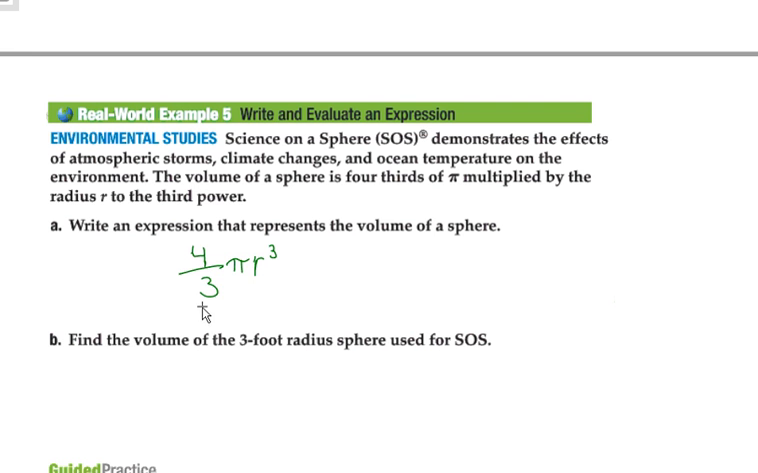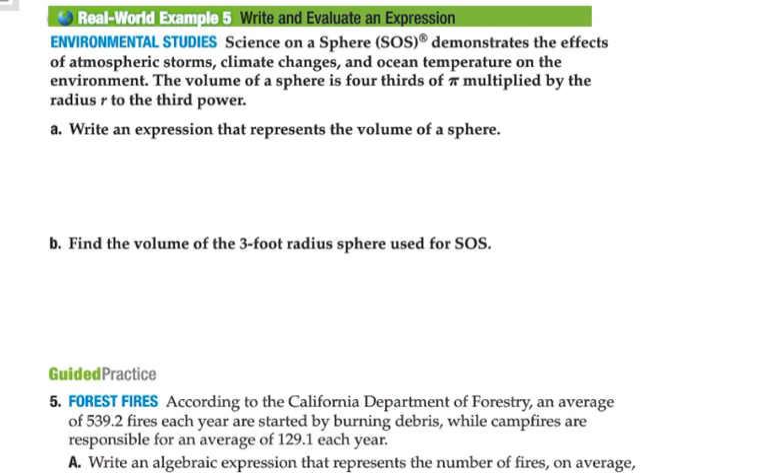Okay, these problems are dealing with geometry because we're looking at formulas here. It says science on a sphere demonstrates the effects of atmospheric storms, climate changes, and ocean temperature on the environment. The volume of a sphere is 4/3 of pi multiplied by the radius r to the 3rd power. We're supposed to write an expression that represents the volume of a sphere.